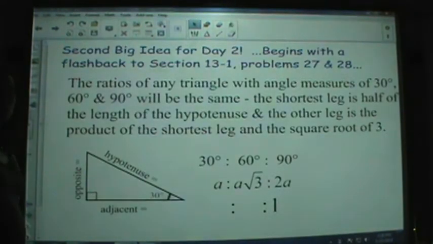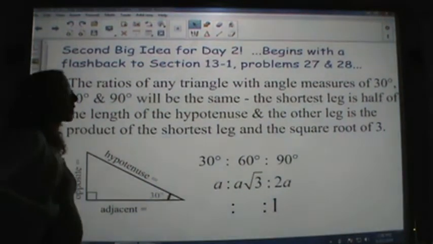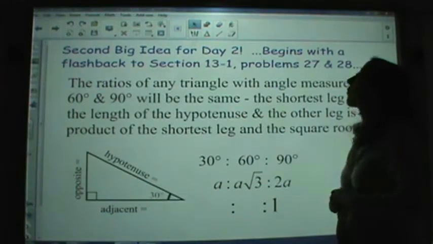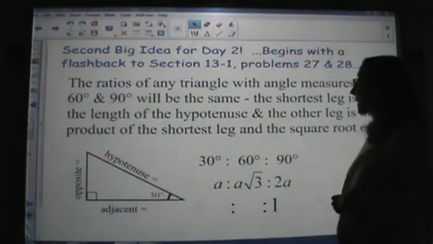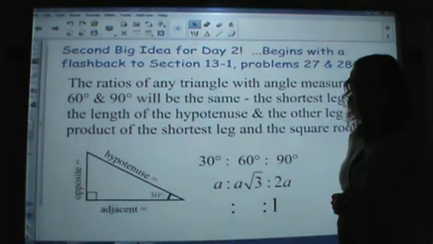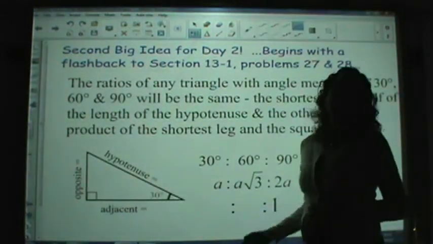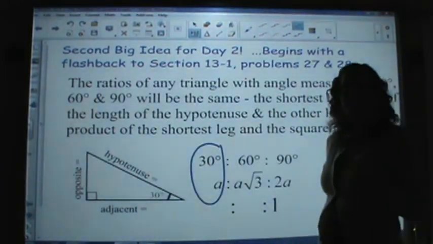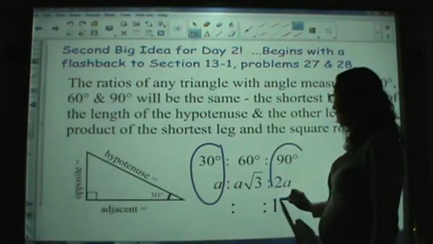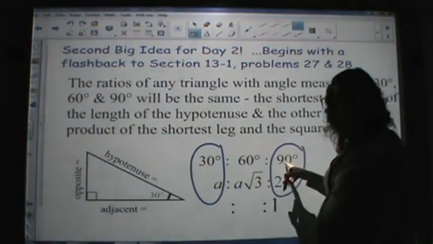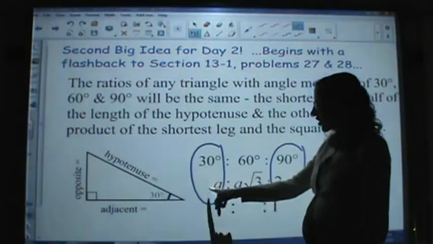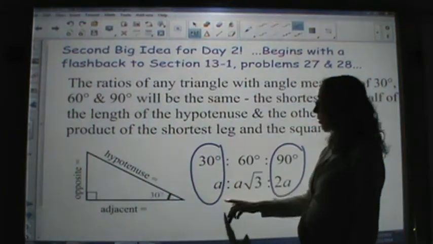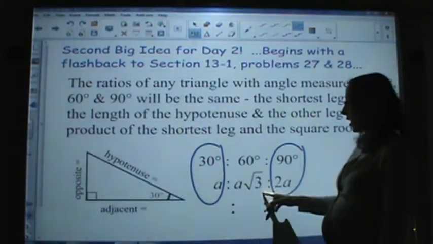So the second big idea that we have is going to go back to two problems that we skipped in period 3 that we've dealt with in period 5 from section 13.1, and that's 27 and 28. So let's see. The shortest way to talk about this is that 30, 60, 90 triangles are special things. Across from your smallest angle is, of course, your smallest side. But what's special in a 30, 60, 90 is that across from your biggest angle, you actually wind up with a side that is exactly twice as big as your shortest side. If you do Pythagorean theorem, you'll see it play out that the middle side has to be a times the square root of 3.